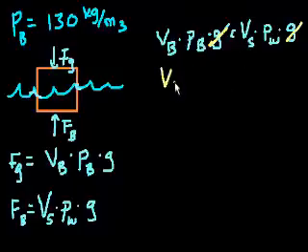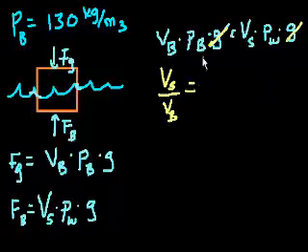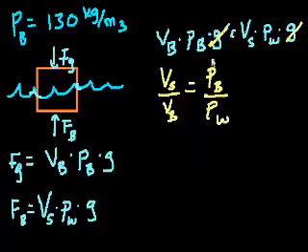You get the volume submerged divided by the volume of the balsa wood, right? I just divided both sides by VB and switched sides. It is equal to the density of the balsa wood divided by the density of water. That makes sense? I just did a couple of quick algebraic operations, but hopefully that, getting rid of the G, makes sense to you. And now we're ready to solve our problem.